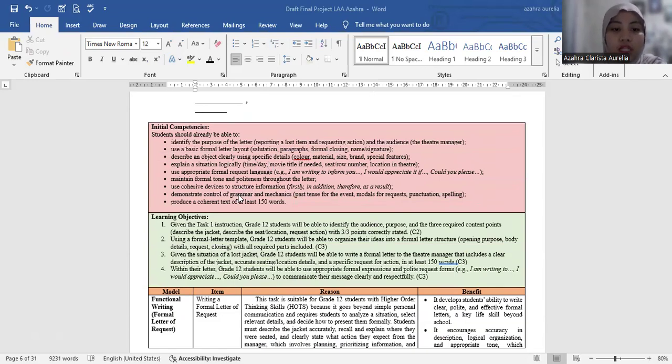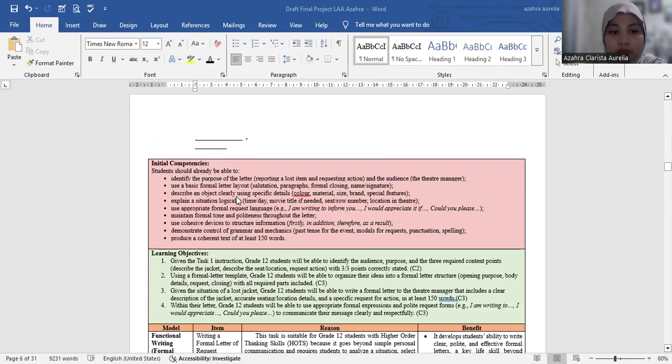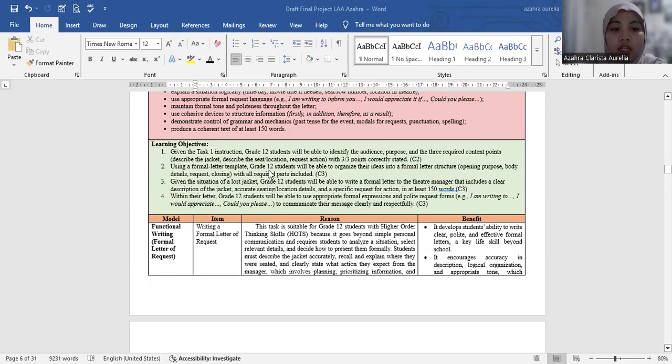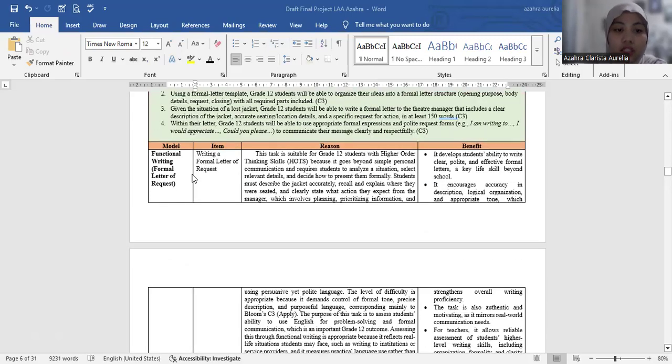And the learning objectives of this task mainly focus on C3, that is apply, because the student must select relevant details and present them formally. And the model is functional writing. The students have to write a formal letter of request. The item is writing a formal letter of request.